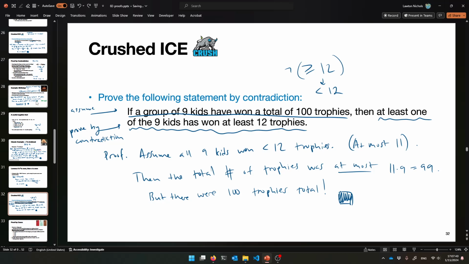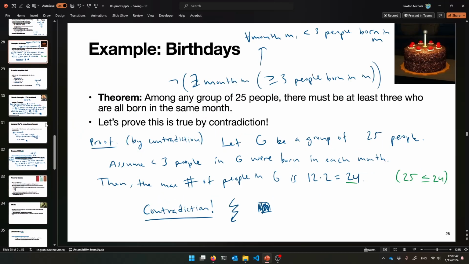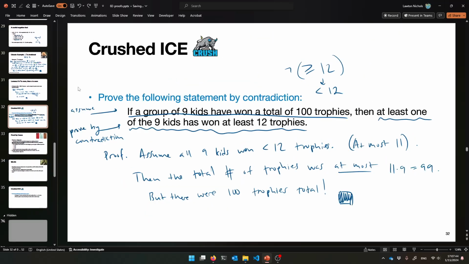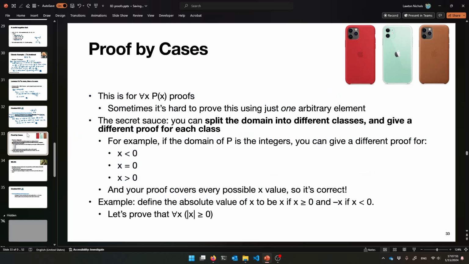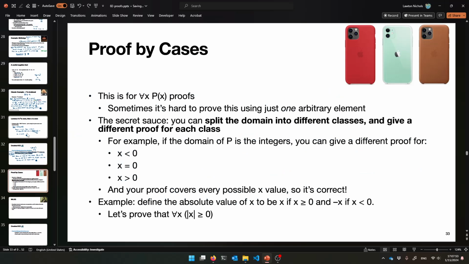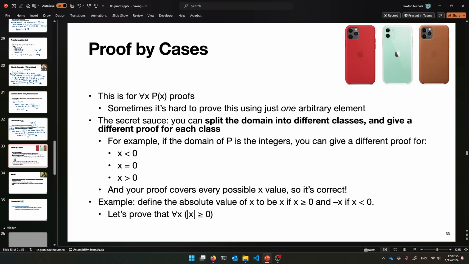See how it's very similar to this birthdays example? There's an underlying idea here called the pigeonhole principle that we'll get to later in the class as well. But that's enough for now. So with that, let's talk about a few more things, and then that'll be it for these slides. So let's talk about proof by cases.